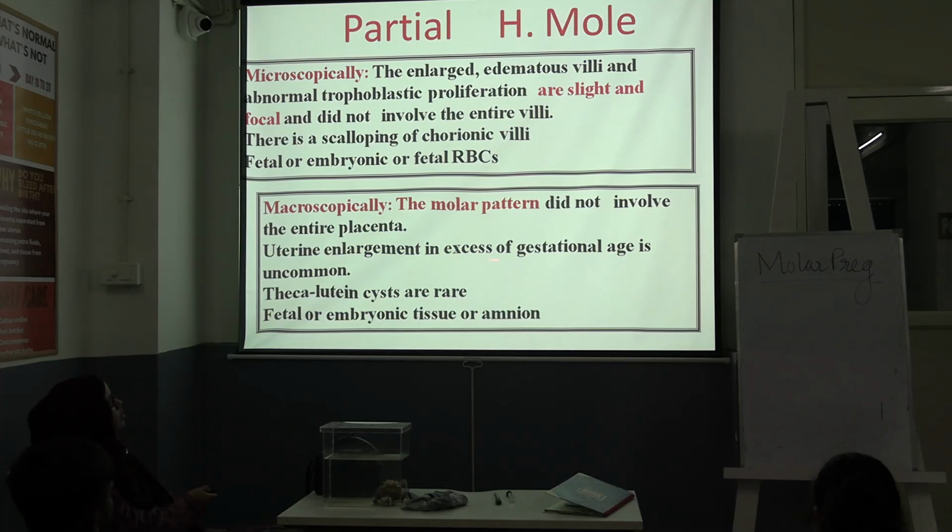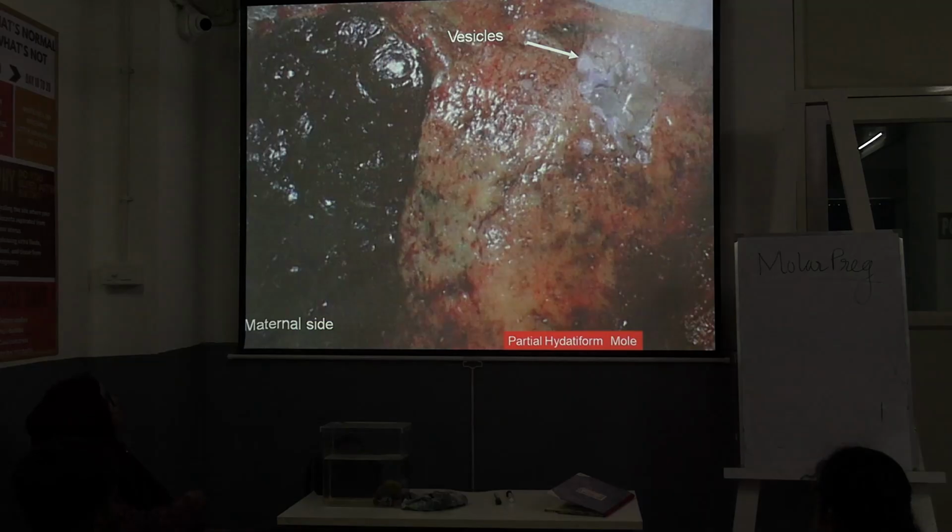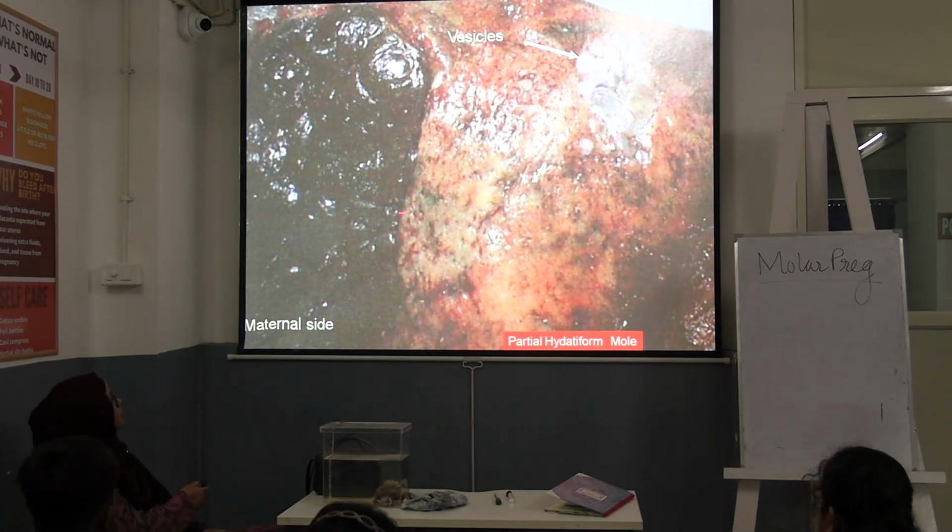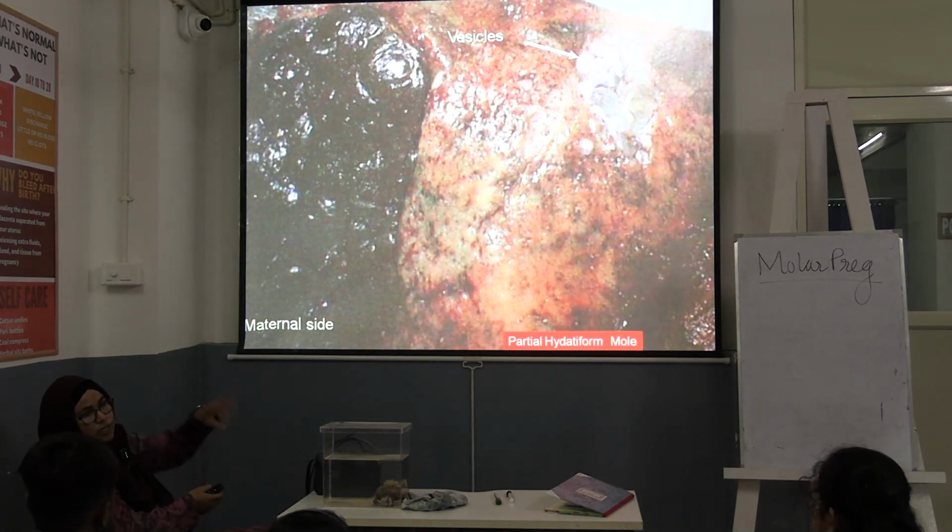Macroscopically, the molar pattern does not involve the entire placenta. Uterine enlargement is not that common, and theca lutein cysts are very rare. Fetal embryonic tissue and amnion are present. This is the partial mole. Scalloping means there is hollowing of something.